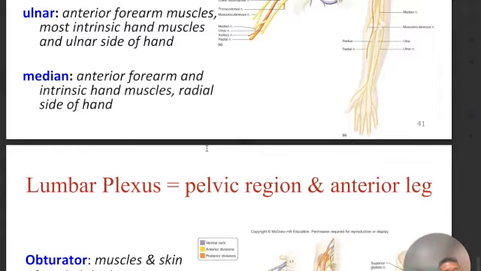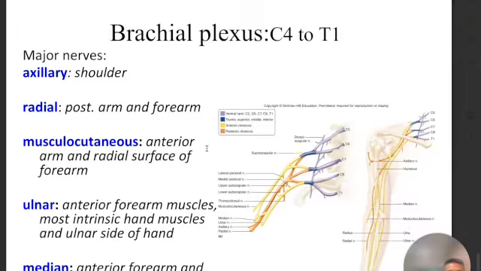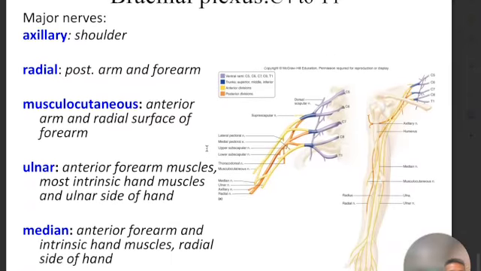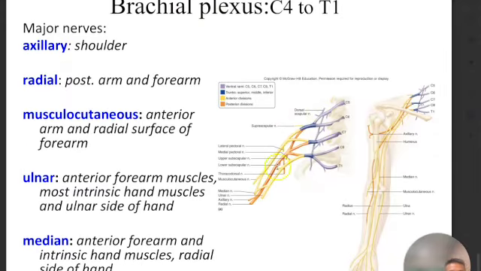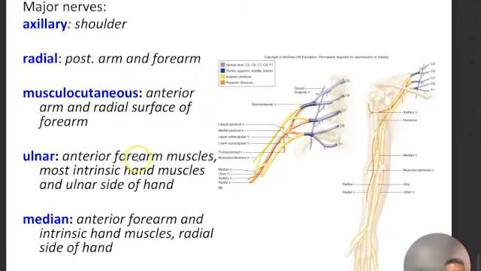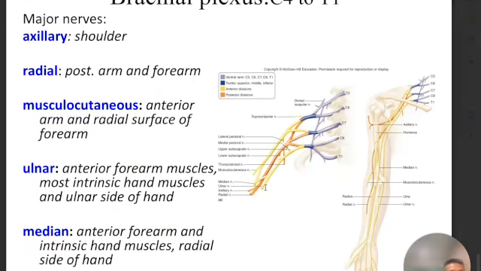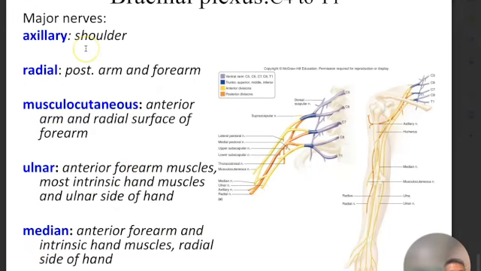This one, I believe you have to, so this is very simplified, okay, but you have to know some of the brachial plexus, okay: axillary nerve, radial nerve, musculocutaneous, ulnar, and median nerve. Just kind of memorize it, okay? Axillary nerve, shoulder. Radial nerve goes to the posterior arm and forearm. Musculocutaneous, anterior arm, and radial surface of the forearm.